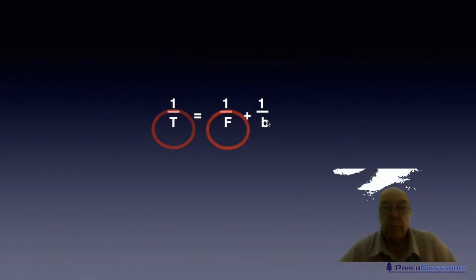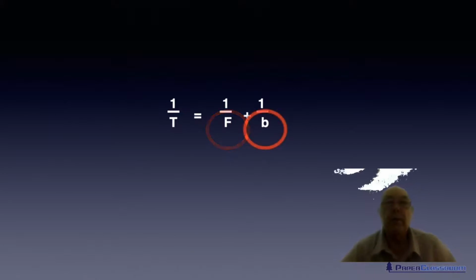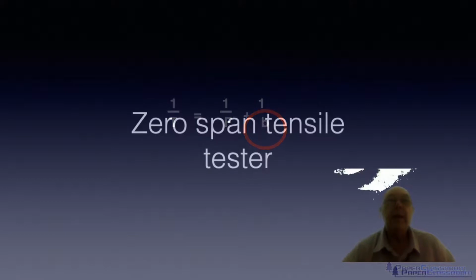So we've got a choice. You can either measure the strength of the fibres or you can measure the strength of the bonding contribution. And Derek Page came up with a way of measuring the strength of the fibres. He invented a brand new piece of kit known as a zero span tensile tester.